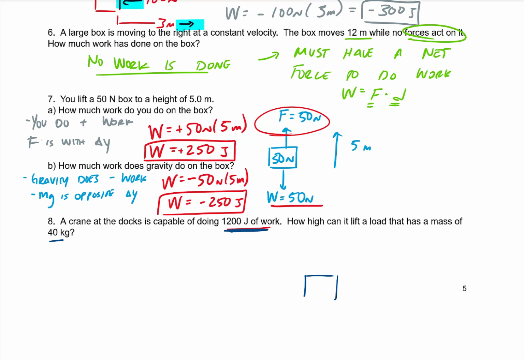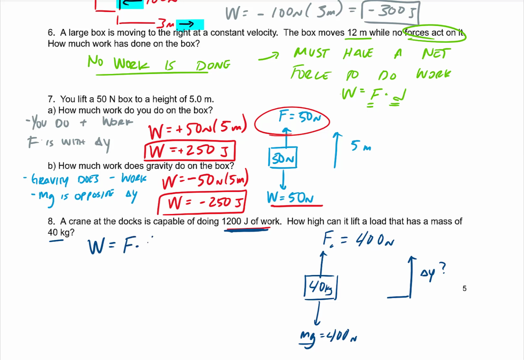So if we look at our box, the mass of 40 kilograms, I know right away that the weight is 400 newtons because it's mass times gravity. And then the force of the crane, if it's going to lift it, has to be 400 newtons. And then we're going to lift it up some unknown distance that we don't know. So I know that the work the crane can do is going to be force times that delta y, that distance up.